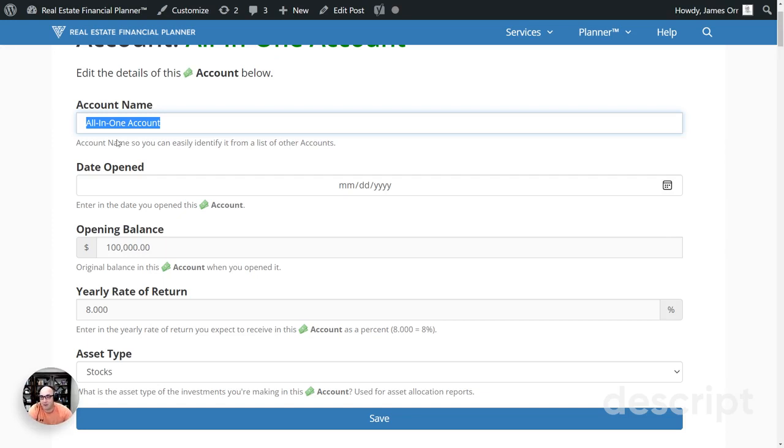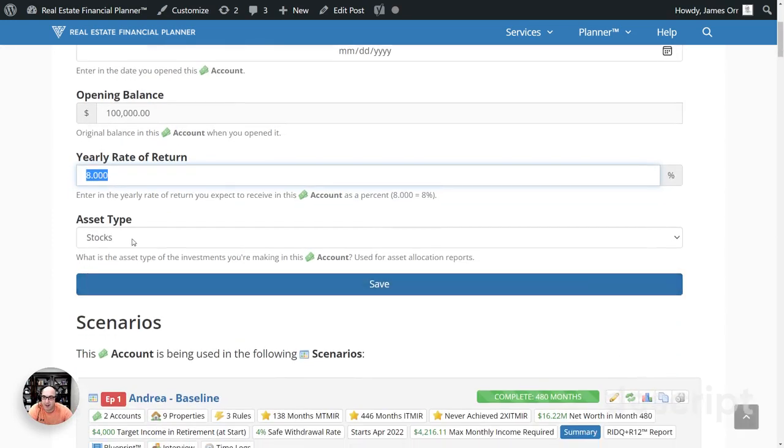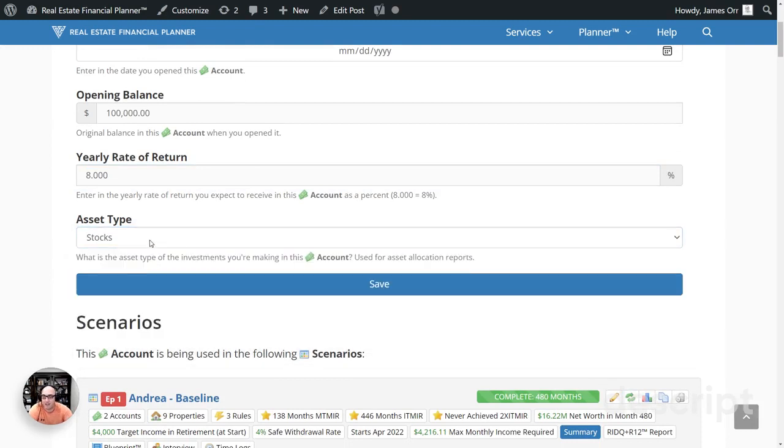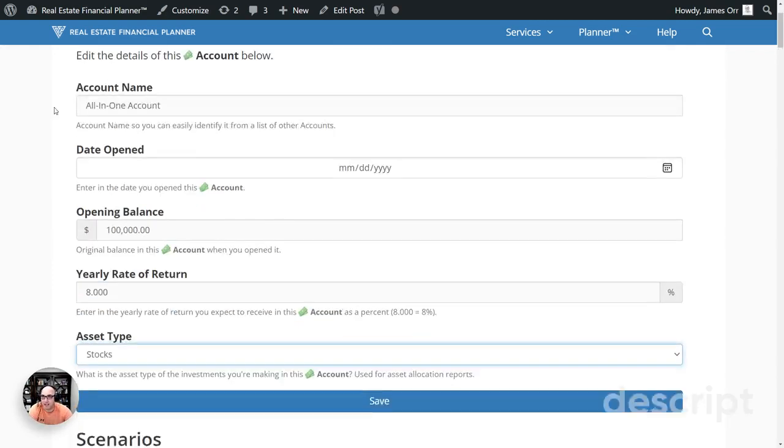And so that account starts with $100,000 as shown here in opening balance, and the yearly rate of return is 8%. And we're saying that it's a stock type of account. You could choose whatever she really has in these accounts, but in this case, we're saying it's stocks. And that gets used primarily when we start looking at her asset allocation, how much she has in stocks versus how much she has in bonds versus how much she has in real estate. So really, it just shows you what you have in those accounts there.